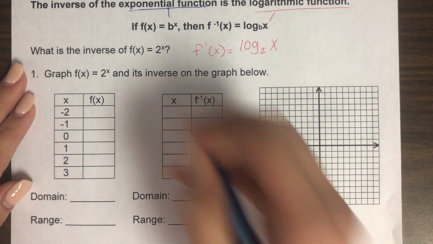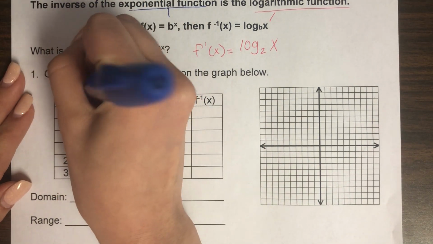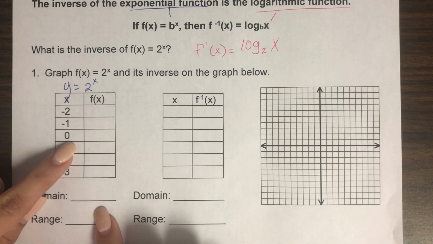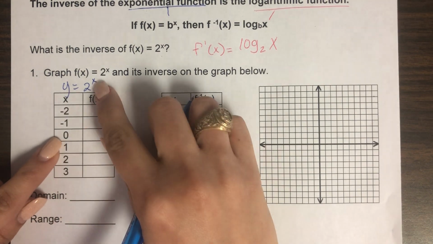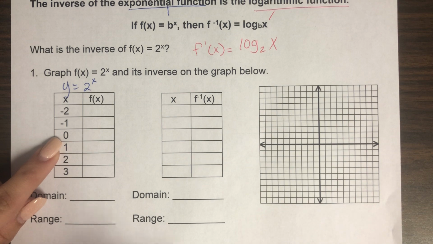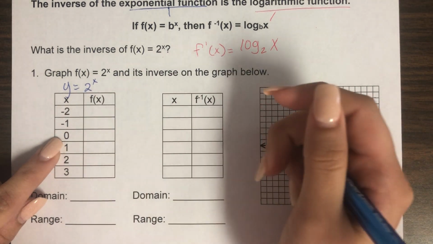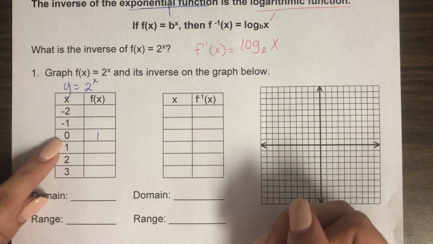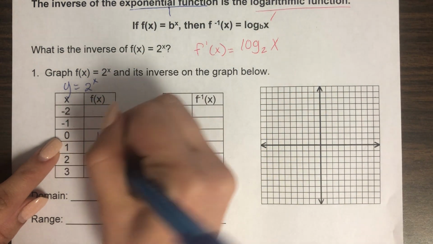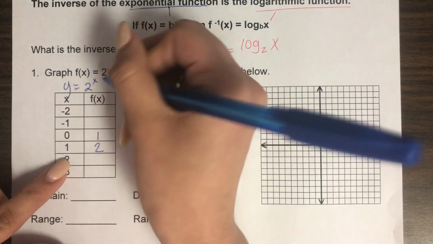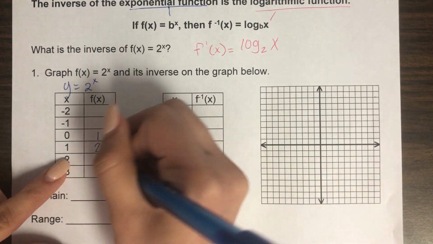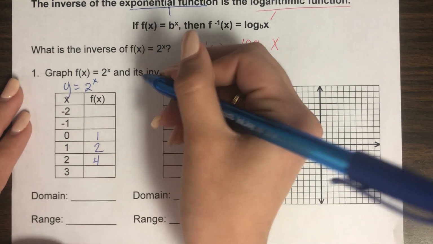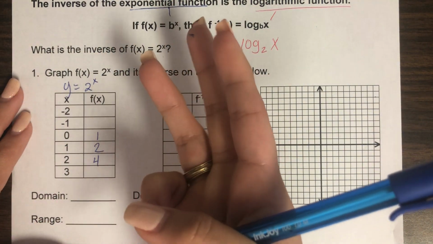We know for a fact our original is going to be y is equal to 2 to the x. So let's go ahead and work with this one first. If we were to plug our x's into our equation right here, 2 to the 0 power is going to be 1. 2 to the first is 2. 2 to the second, so 2 times 2, is 4, and 2 to the third, 2 times 2 times 2, is 8.